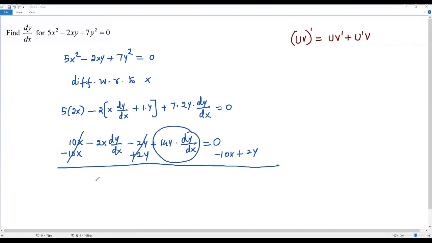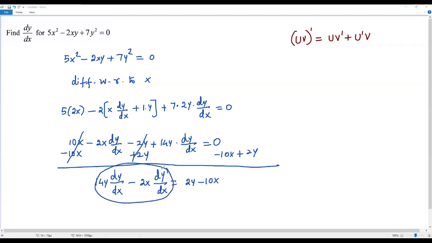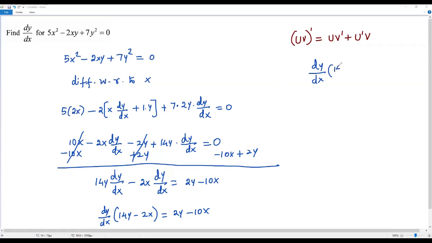So we can write this term first, that is 14y times dy over dx, and this one contains a negative. We can write negative 2x times dy over dx. On the right side, we have negative 10x plus 2y. We can write the positive term first, and we get 2y − 10x. Okay, now we can factor dy over dx from this expression. If I factor dy over dx, I have 14y left in the first term and negative 2x left in the second term, equals 2y − 10x. Let me write the same thing here: dy over dx times (14y − 2x) equals 2y − 10x.